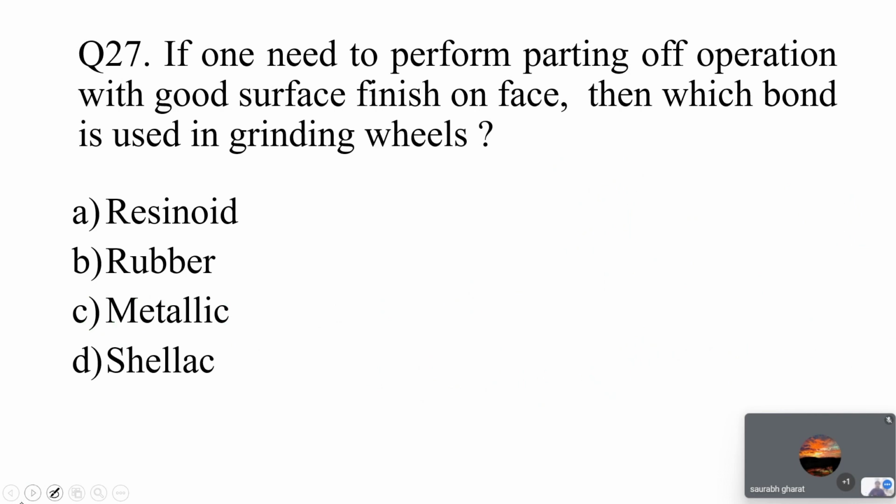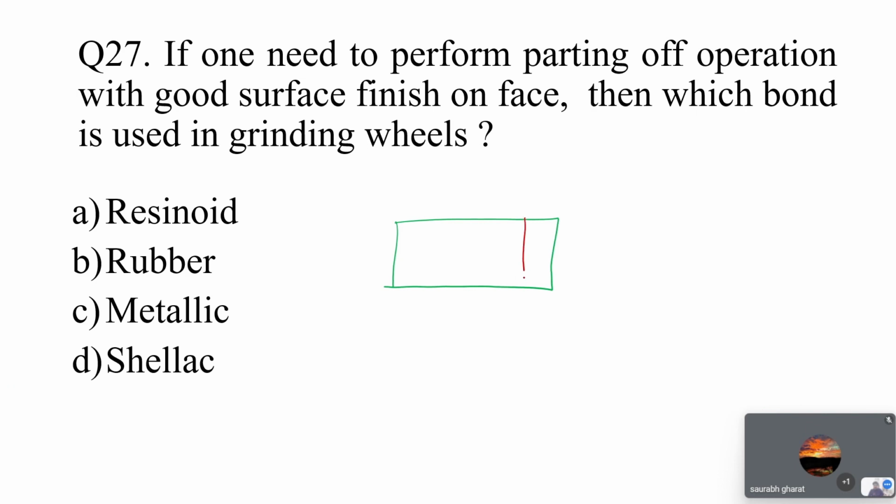If one needs to perform a parting-off operation with a fine surface finish on a face, then which bond is used in grinding? Right now we need to perform a parting-off operation. You have some kind of cylindrical block and you want to cut it from here. So what do we need here? A thin surface.